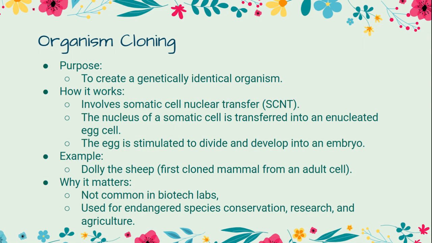And then we have organism cloning, and this is to produce a genetically identical organism. The first organism to be genetically cloned was Dolly the sheep. It involves somatic cell nuclei being transferred into an embryonic cell. The nucleus of a somatic cell is transferred to an enucleated egg cell, so an egg cell without a nucleus. The egg cell is then stimulated to divide and develop into an embryo. A great example of this, like I've already mentioned, was Dolly the sheep. She was the first cloned mammal from an adult cell.